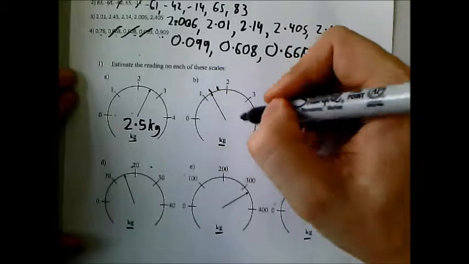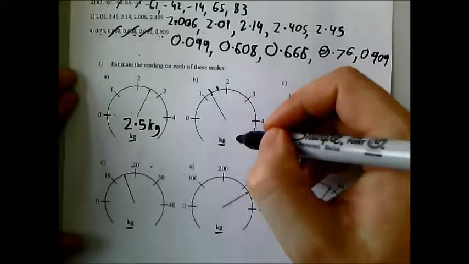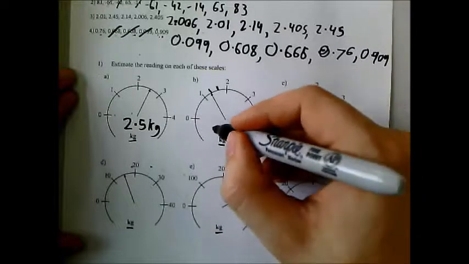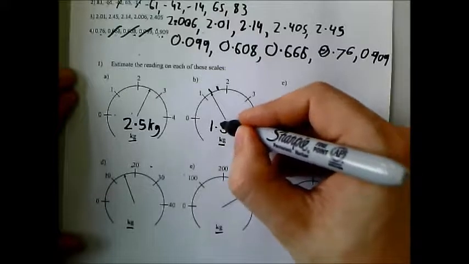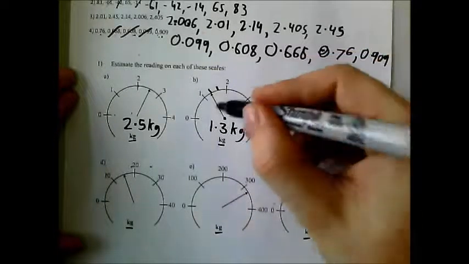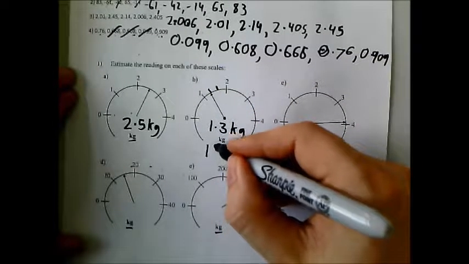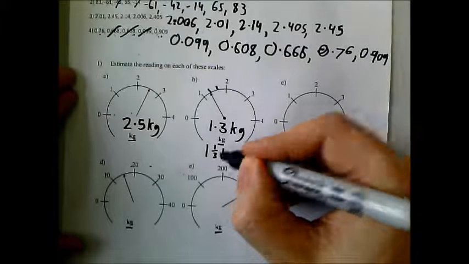Yep, I would say that's a third of the way. So you could say 1 1/3 or 1.3 recurring kilograms. Okay, because it's a third of the way, so 1.3 recurring. Or you can say 1 1/3. Either are okay.